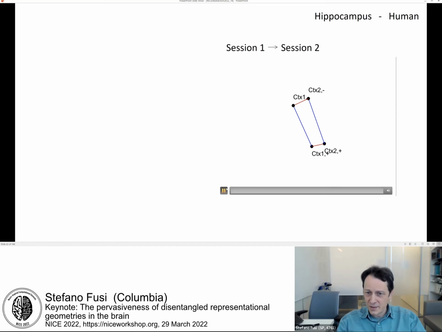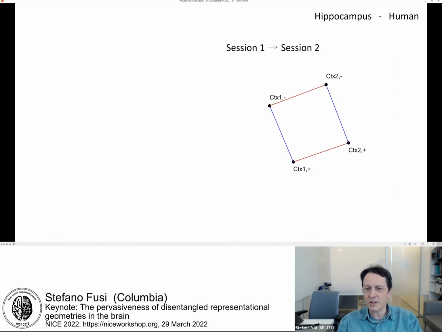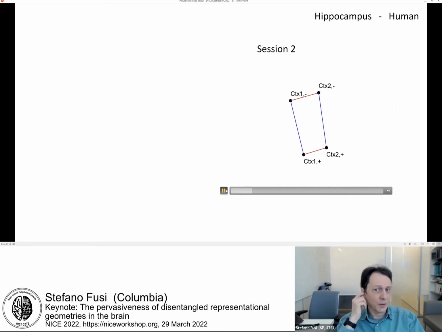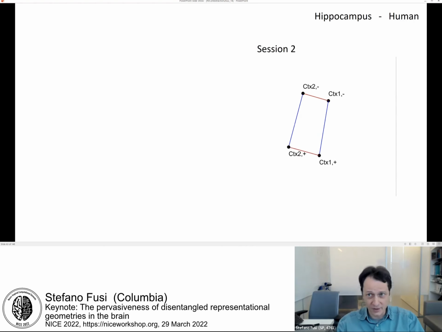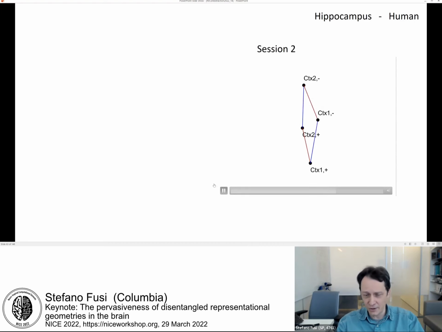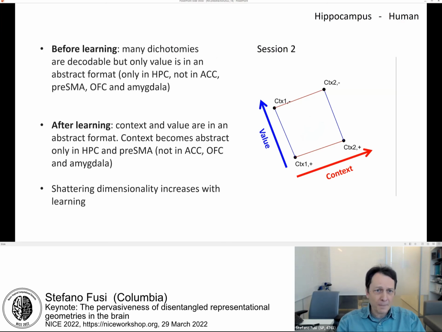But during learning, something happens, which is basically to flatten these representations and to expand the distances between context 1 and context 2. And the nice thing is that in session 2, you then get these disentangled representations of context and value. These are the only 2 variables that are disentangled, at least in the hippocampus.